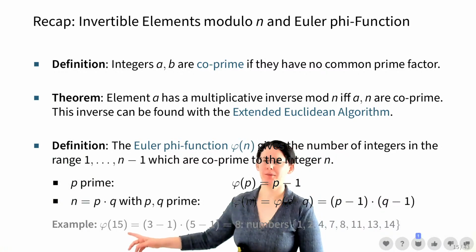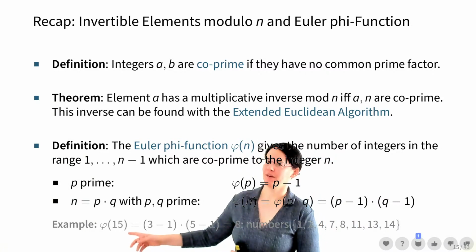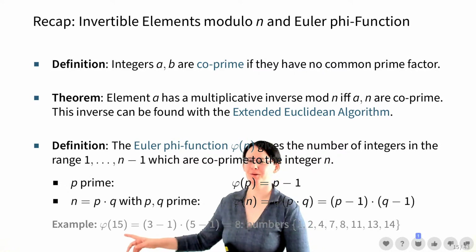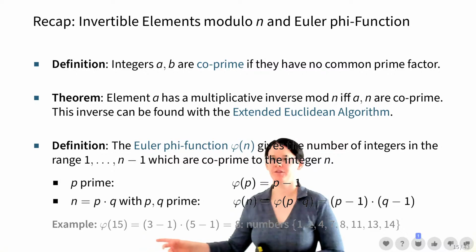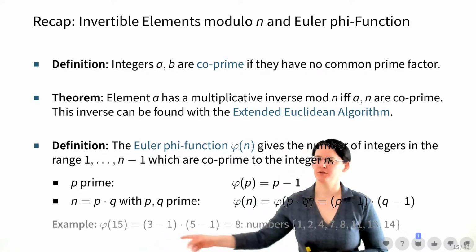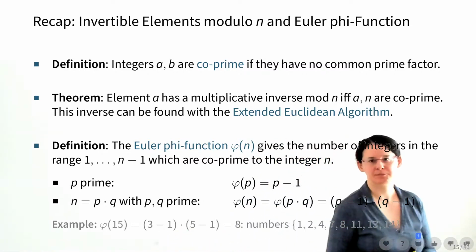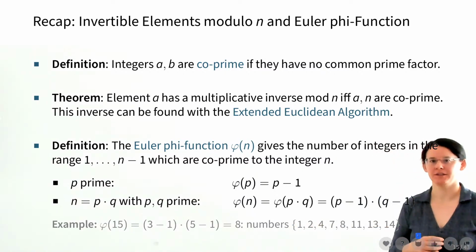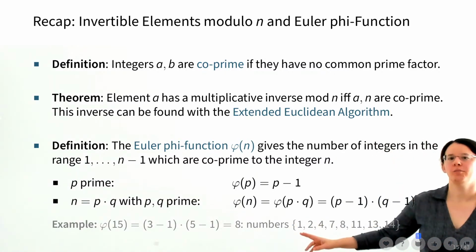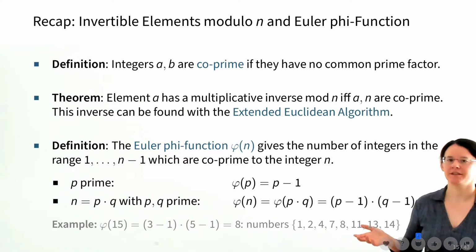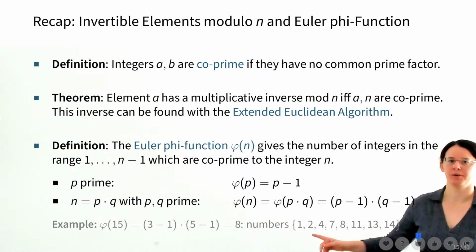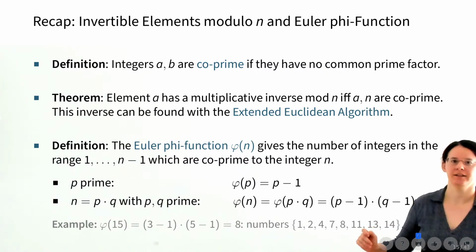15, as you probably know, but as is very difficult to find out, for example, for quantum computers, is 3 times 5. So that means phi of 15 must be 3 minus 1 times 5 minus 1, which is 8. And we can also list these 8 numbers here. So the coprime numbers to 15 are 1, 2, 4, 7, 8, and so on. And you will notice that the missing numbers are exactly the multiples of 3, like 3 and 6 and 9, and the multiples of 5, like 5 and 10.